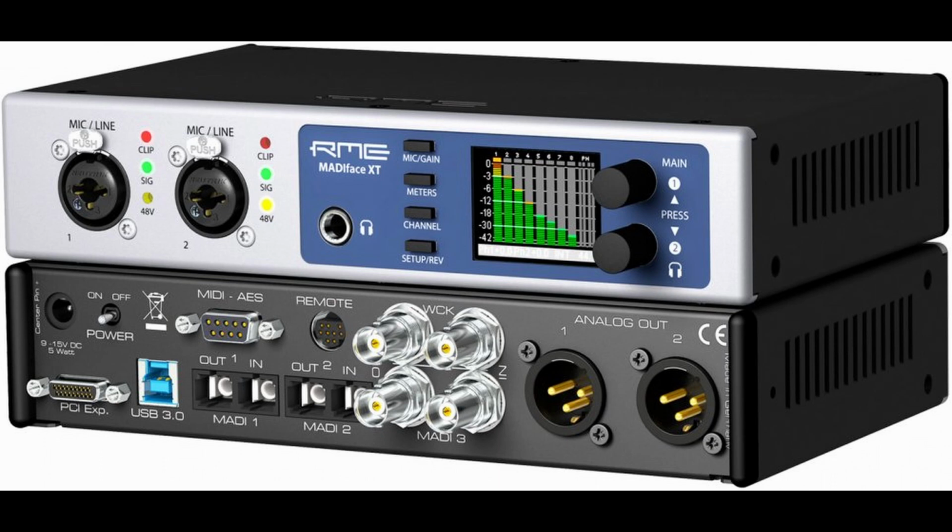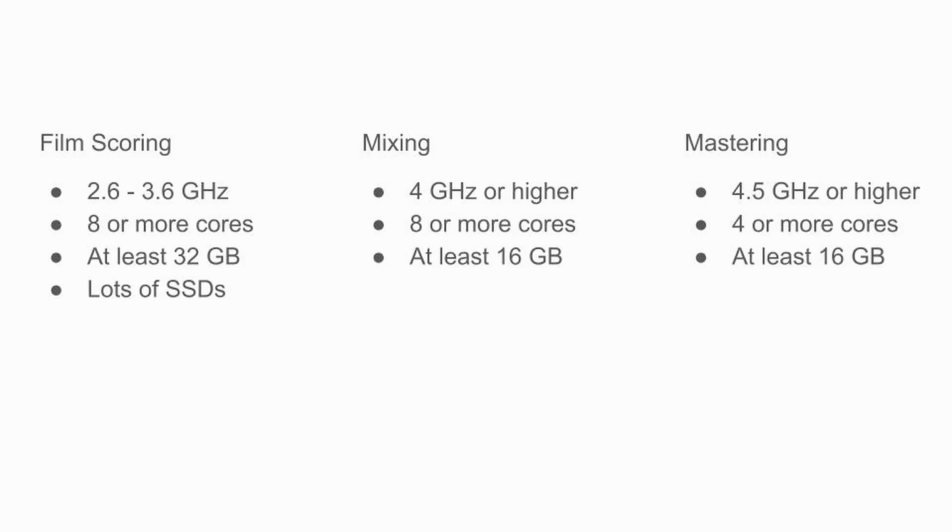If you're a film composer, you'll want a high core count, but the speed doesn't have to be too high. You'll also want a large amount of memory, such as 64 gigs or 128 gigs. If you do a lot of mixing, you'll want a good balance between the number of cores and the speeds, so generally at least 8 hyper-threaded cores running at over 4 GHz. Memory isn't too important, so 32 gigs would be more than enough.